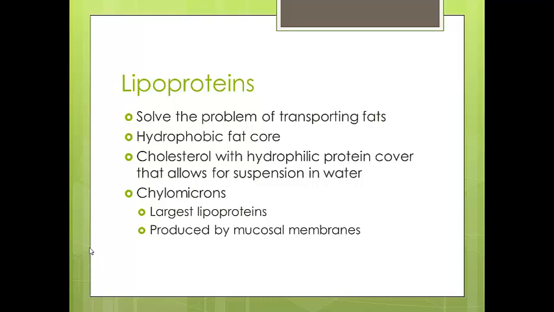Lipoproteins solve the problem of transporting fats. They have a hydrophobic fat core and a hydrophilic protein cover that allows them to be suspended in water. Chylomicrons are the largest lipoproteins and are produced by mucosal membranes.